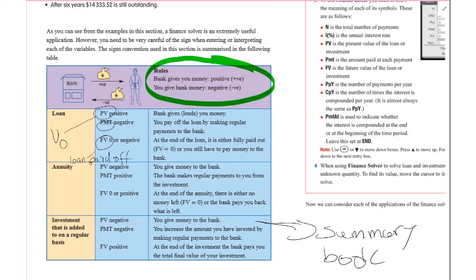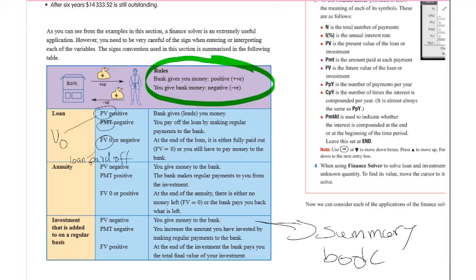If it's an annuity where you've put money in because you want to earn some money from it, the principal value is going to be negative, because you're giving money to the bank. The payment's going to be positive, because you're going to get regular payments back from the bank. The final value when the money runs out would be 0. At the end of the annuity, there is no money left, or the bank pays you back what is left, hence the positive part. Then you've got investment that is added to on a regular basis, and the same process goes through there.